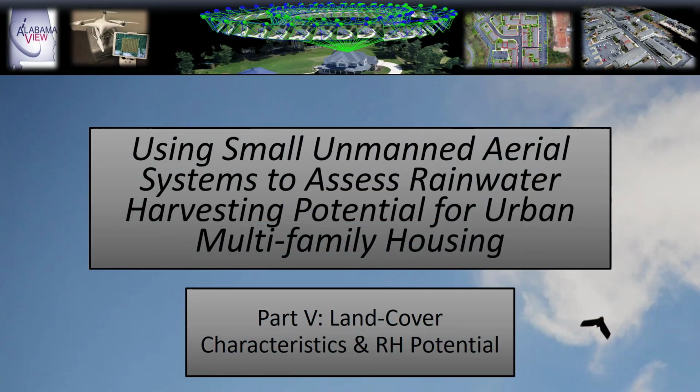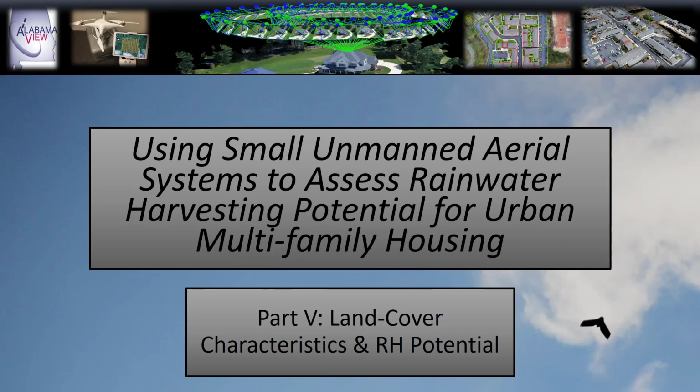Hello everyone, welcome to part 5, the last part of our video series on using small unmanned aircraft systems to assess rainwater harvesting potential for urban multifamily housing. This part of our video series is titled Land Cover Characteristics and RH Potential, and in it we will discuss some of the steps taken to accurately characterize your site's land cover in order to quantify its rainwater harvesting potential.